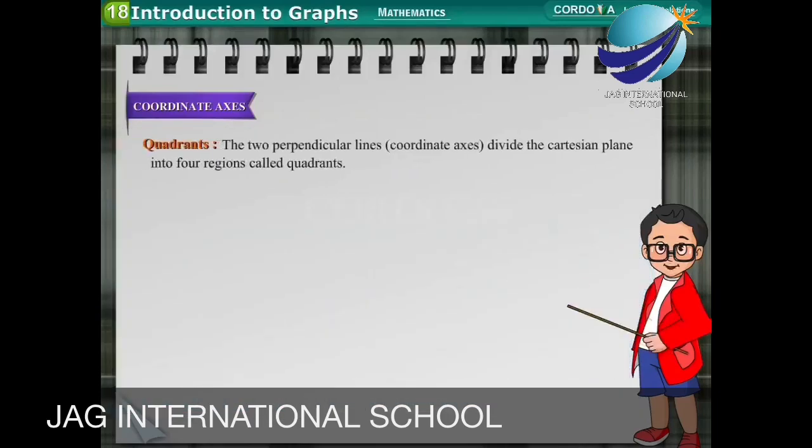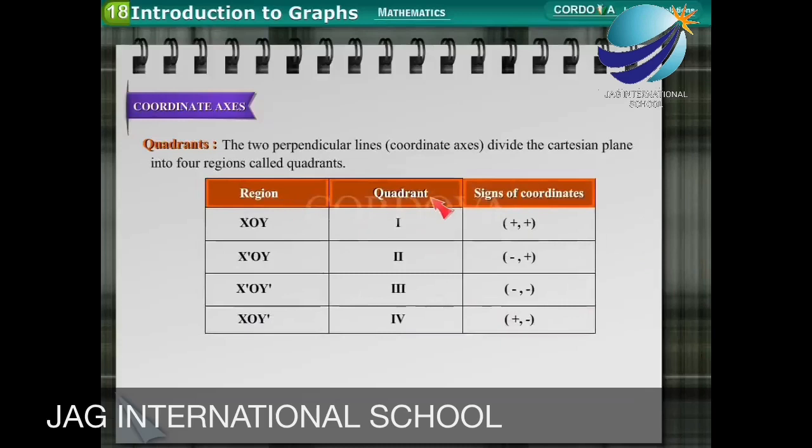Quadrants. The two perpendicular lines, the coordinate axes, divide the Cartesian plane into four regions called quadrants. Quadrant 1: x and y are both plus. Quadrant 2: x' is minus, y is plus. Quadrant 3: x' and y' are both minus. Quadrant 4: x is plus, y' is minus.